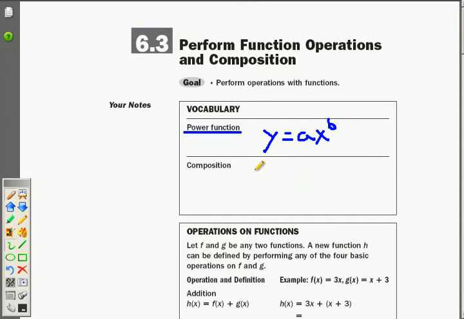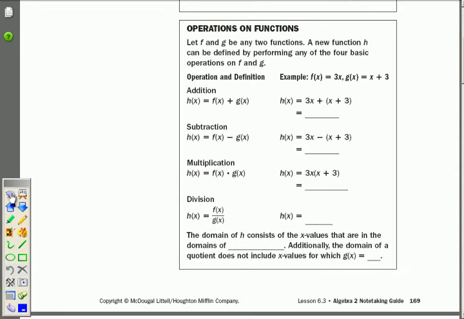Composite functions, I'm going to talk about later when I can show you an example, but essentially it's taking a function of a function. So it kind of all works together. We'll get to that in the latter half of the lesson. Let's take a look at the operations of functions. We'll have f of x equals 3x and g of x equals x plus 3.